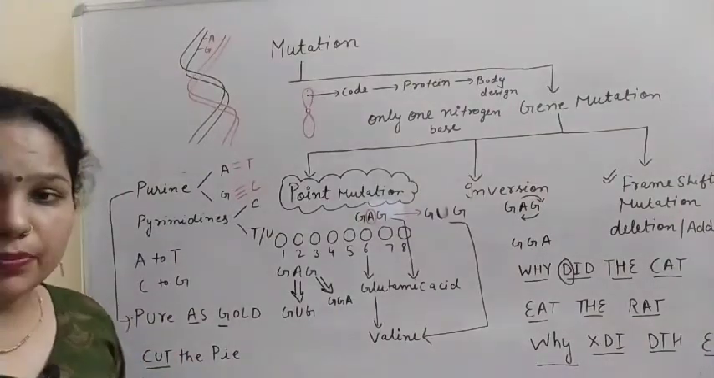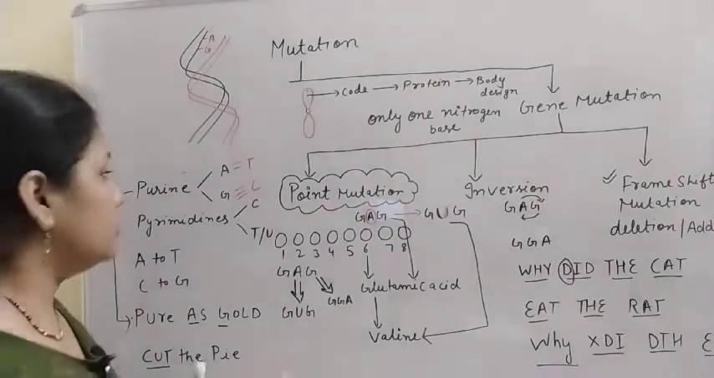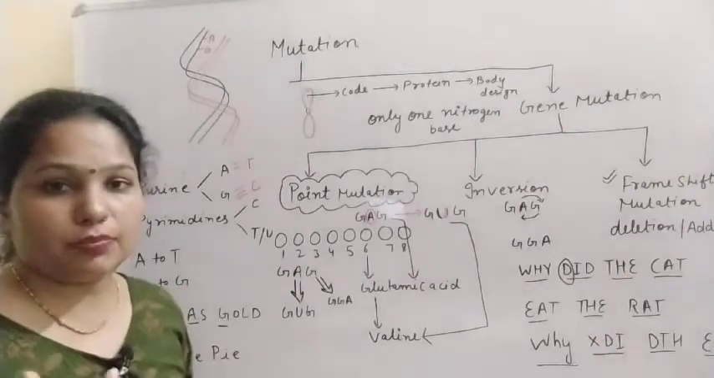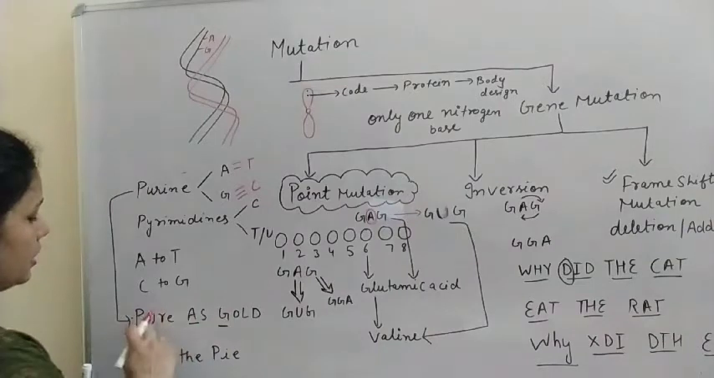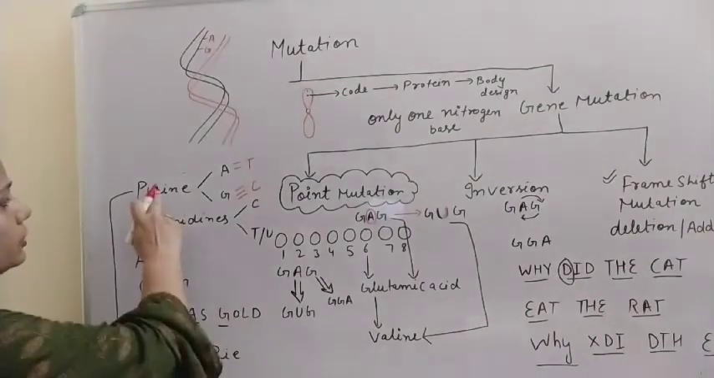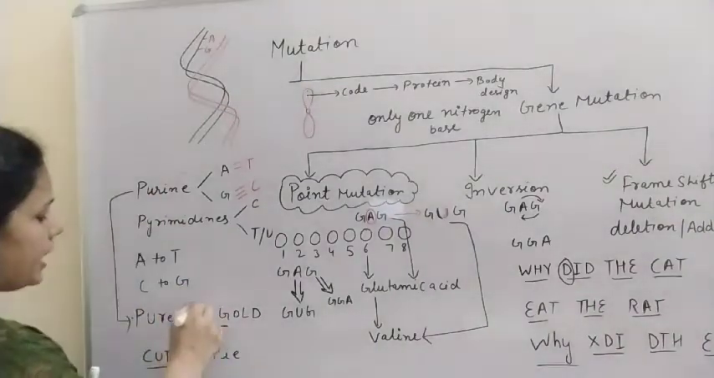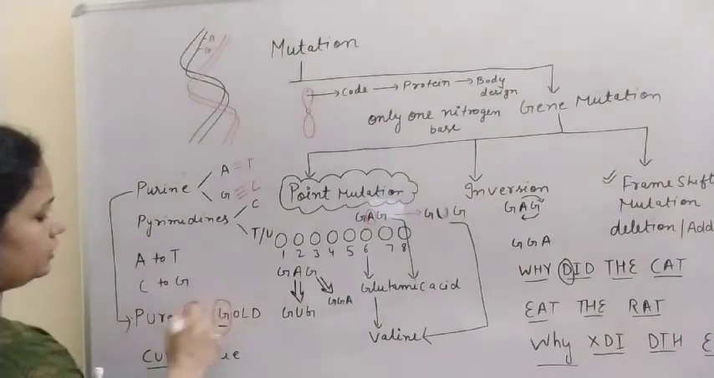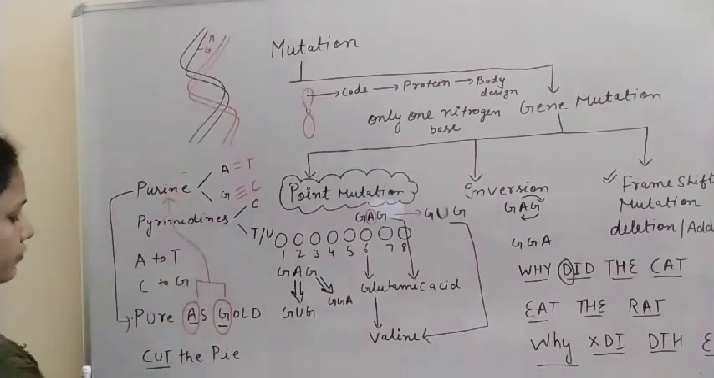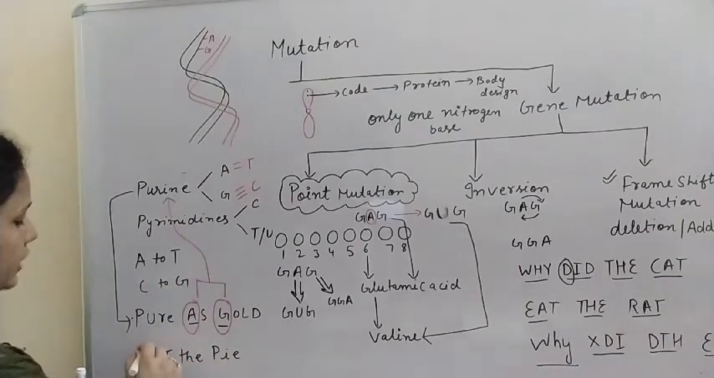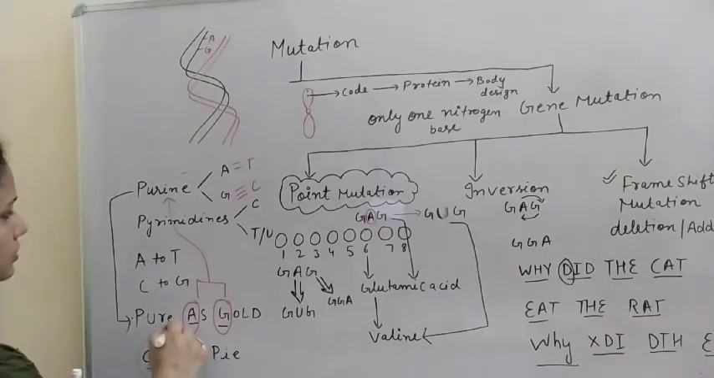There is a very simple memory trick to learn these purines and pyrimidines. For purines, the mnemonic is "pure as gold": A for adenine and G for guanine. Both adenine and guanine are the purines. Then the second trick for the pyrimidines is "cut the pie". So cytosine, uracil and thymine are the pyrimidines.